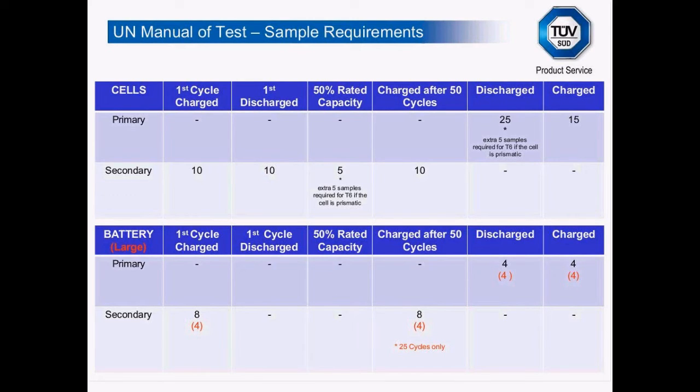For larger rechargeable batteries, which are more than 12 kilograms, only 4 samples are required instead of the 8 for batteries that are under 12 kilograms, as indicated by the red text, and the samples are only cycled 25 times rather than 50 for the smaller battery packs.